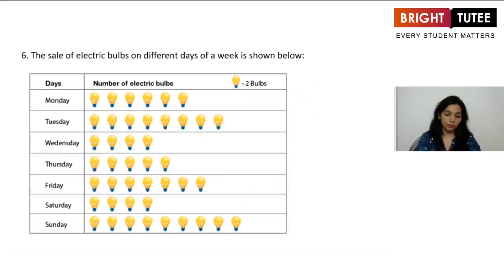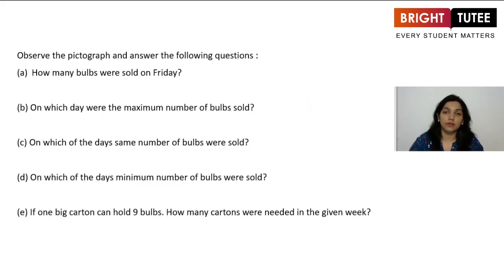Moving ahead. Now it says the sale of electric bulbs on different days of a week is shown below. So here what you see in front of you are the different days in a particular week, Monday to Sunday. And the number of electric bulbs is represented by the image of a bulb itself. Each image represents 2 bulbs, right? So for Monday, let us see how many bulbs there are. 1, 2, 3, 4, 5, 6. Each bulb represents 2, so 6 times 2 is 12. Clear? Let us see the questions related to this.